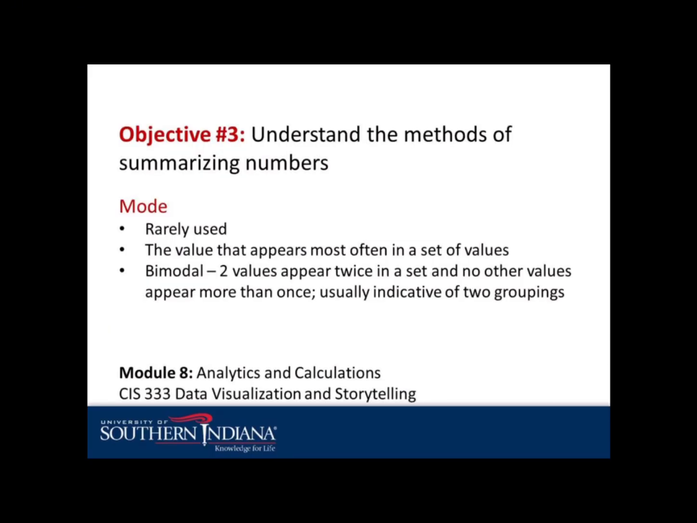Okay, your third measure of central tendency is the mode. The mode is rarely used, and it's basically the value that appears most in a set of values. And there's something called bimodal, and that means that you have two values that appear twice in a set, and no other values appear more than once.